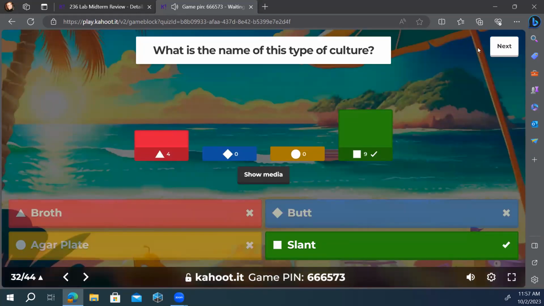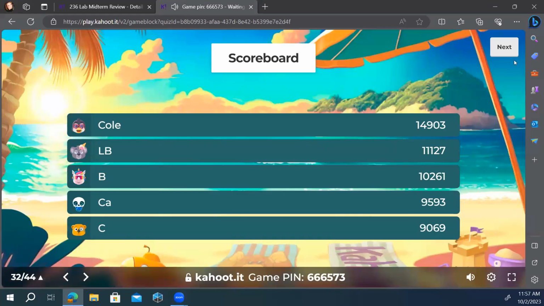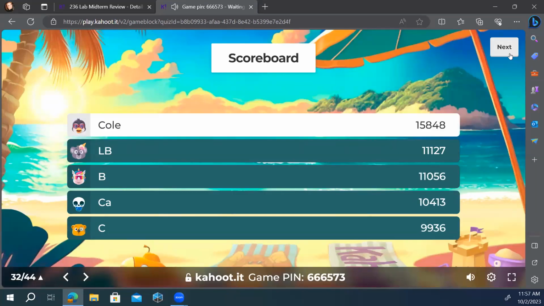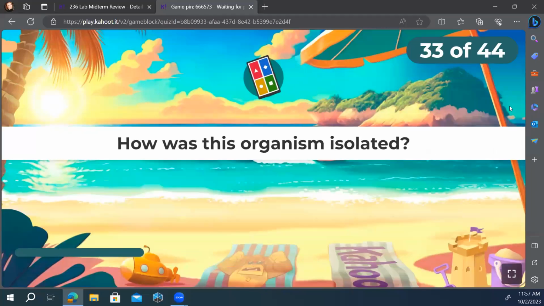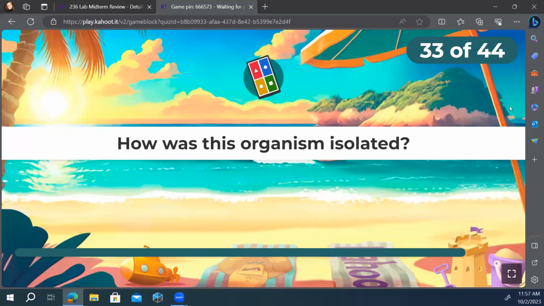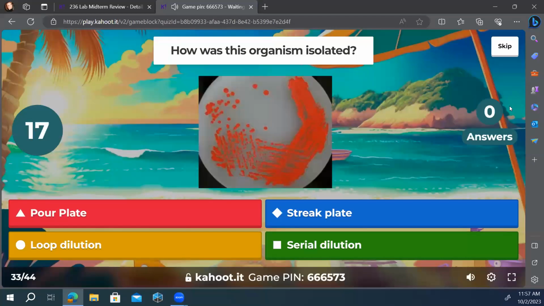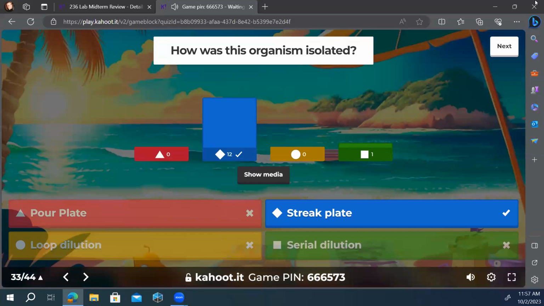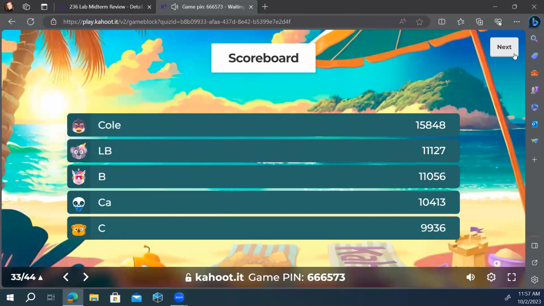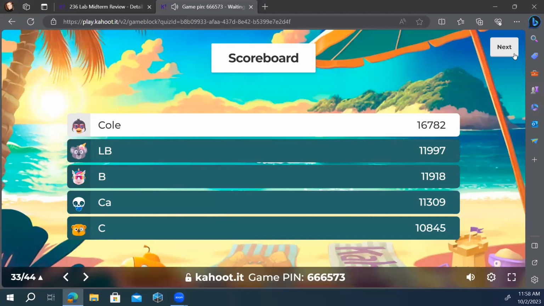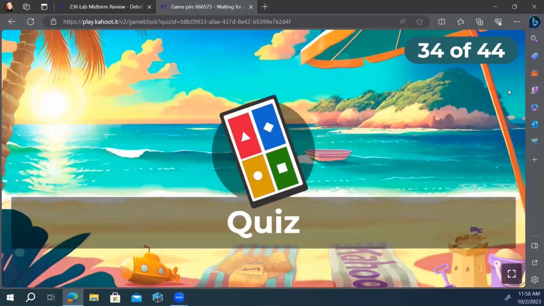Yeah, so that's the slant. Most of you got that one. It's kind of hard to see it, but of course, in real life, you would be able to pick it up. You get an advantage with that. How was this organism isolated? Yeah, good job, guys. This is one thing that almost everybody takes with them: that streak plate. Nobody forgets it. All righty, cool.